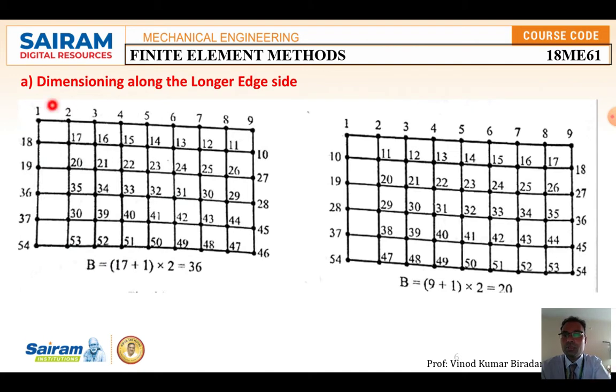So just give the longer edge side node numbering, because here a discontinuity will be there. 1 2 3 4 5 6 7 8 9 10 11 12 13 14 15 16 17, like that up to 54, you have to give the longer edge side node numbers.